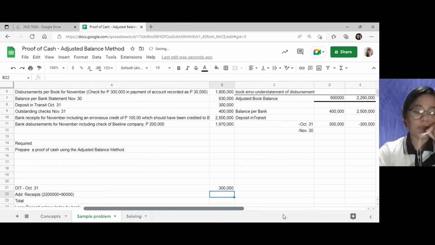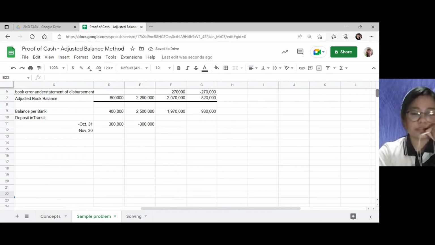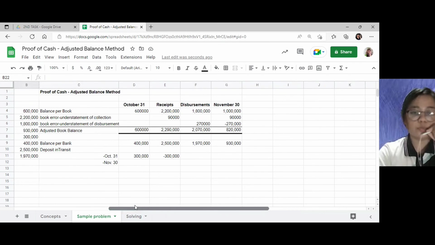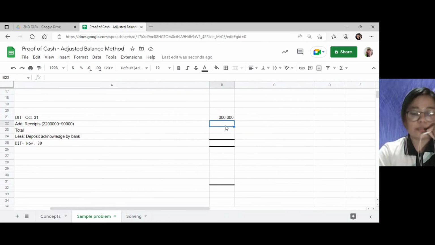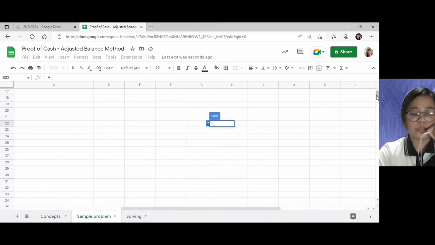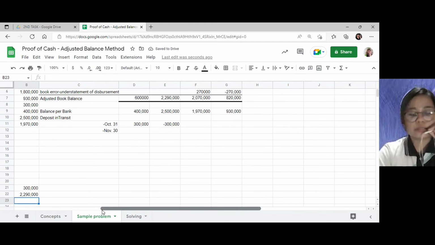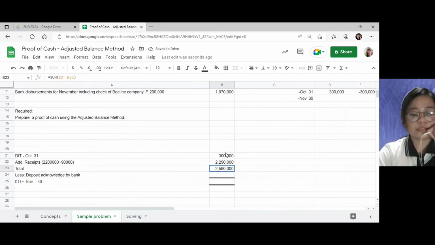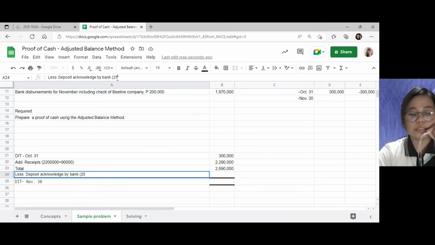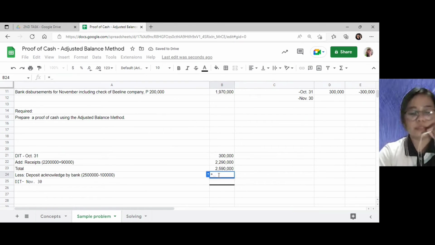So, in this case, the bank receipts, okay, amounted to 2.5 million, but take note, the 2.5 million includes a bank error amounting to 100,000. So, supposedly, kay Beeline sana siya, pero na-credit sa account ni Beehive. So, that's the amount that should be deducted. So, magkano na lang yung ating deposit na na-acknowledge by the bank?